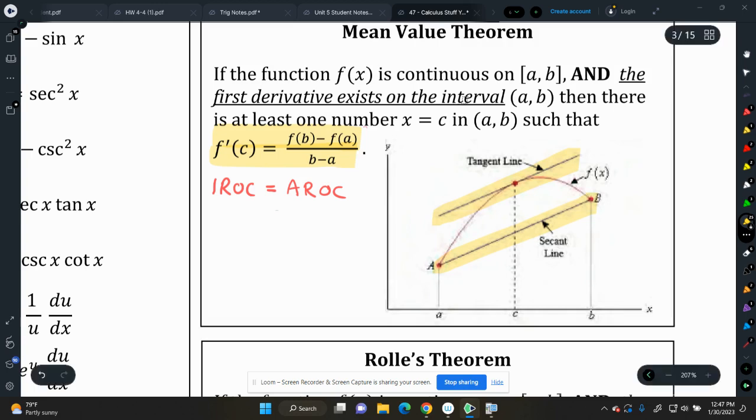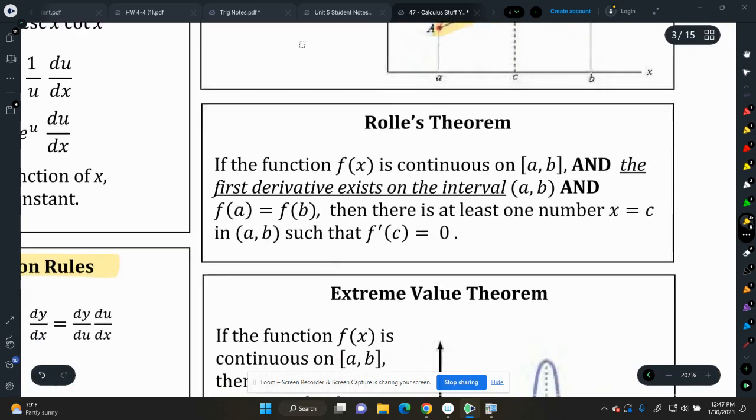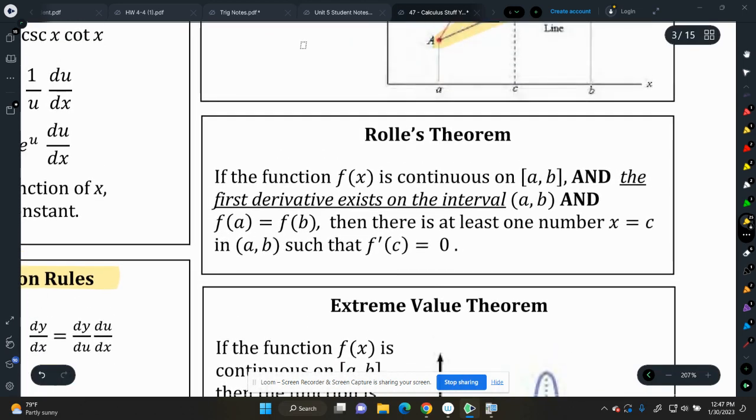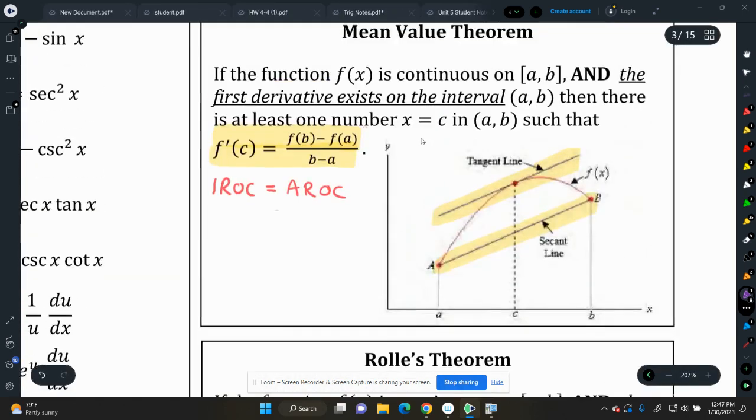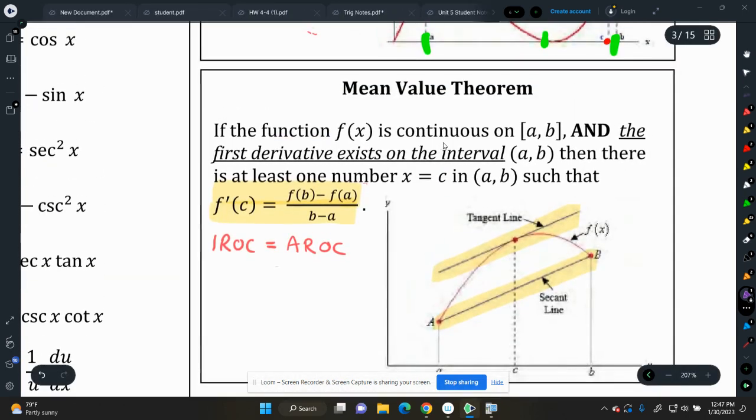Rolle's theorem. Okay, three theorems we're going to talk about today, and we'll talk about extreme value theorem later on this week. Rolle's theorem: I have a continuous and differentiable function. Now notice the three theorems we've talked about. Two of them have to be continuous and differentiable.